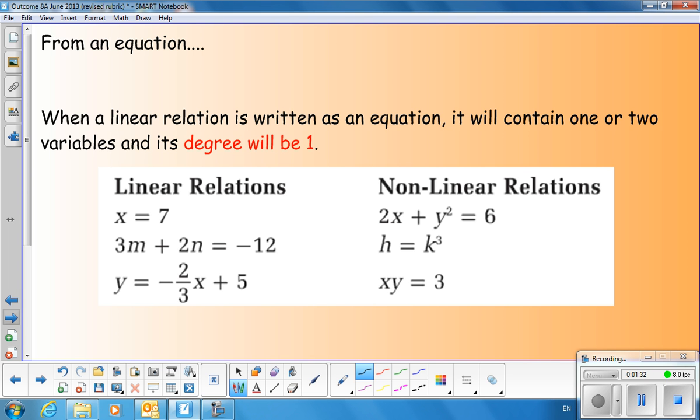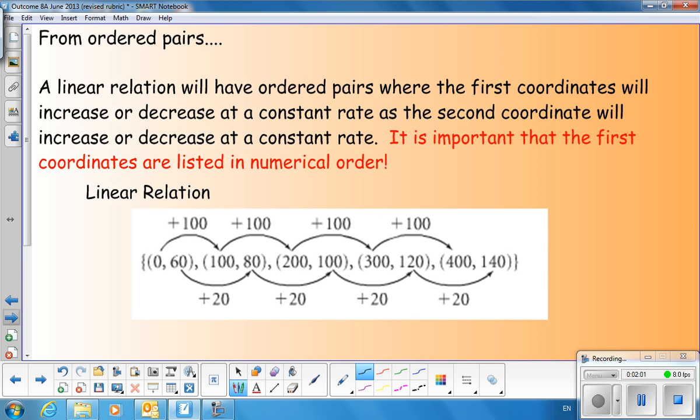Nonlinear relations. Our first example is 2x plus y squared equals 6. Because of this squared exponent, it is nonlinear. h equals k cubed. Again, it has a degree higher than 1, so it will be nonlinear. x times y equals 3. Again, this will be a nonlinear relation because we cannot multiply our 2 variables together and still have a linear relation.